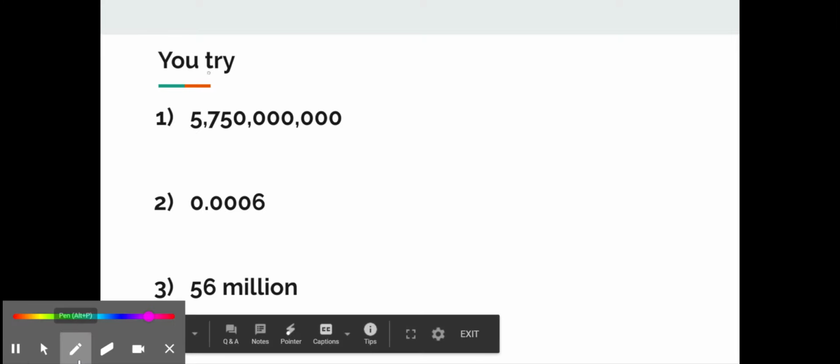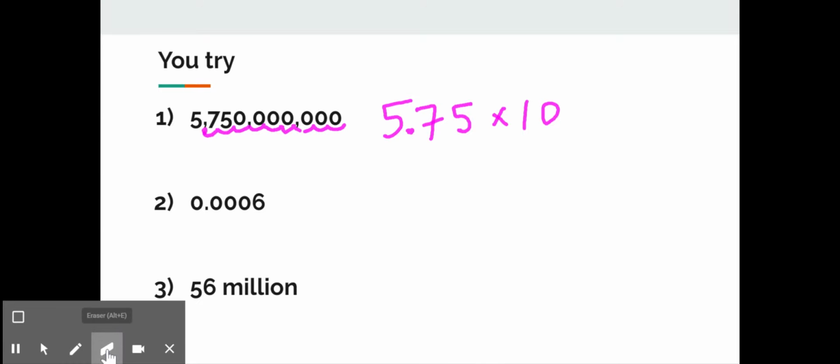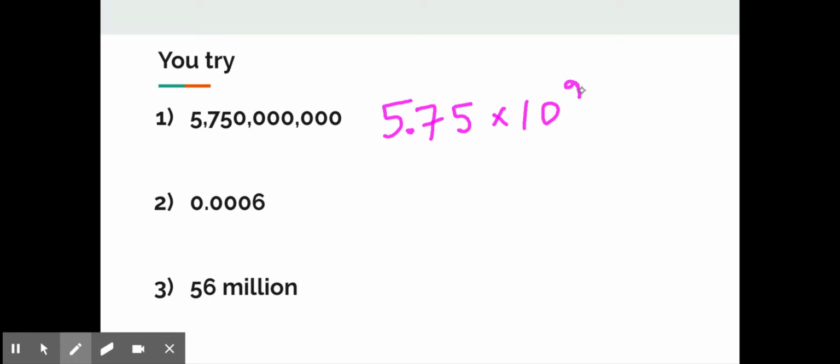For our first problem, we want to put our decimal right after the 5, so this is going to turn into 5.75. We don't need to worry about all those zeros. The whole purpose of that is to figure out how many times we need to move our decimal. We always have a times 10. And then if we were to move our decimal 1, 2, 3, 4, 5, 6, 7, 8, 9 times, we would get back to our original number. So we're going to write to the 9th power. It has to be positive because this number is greater than 1.